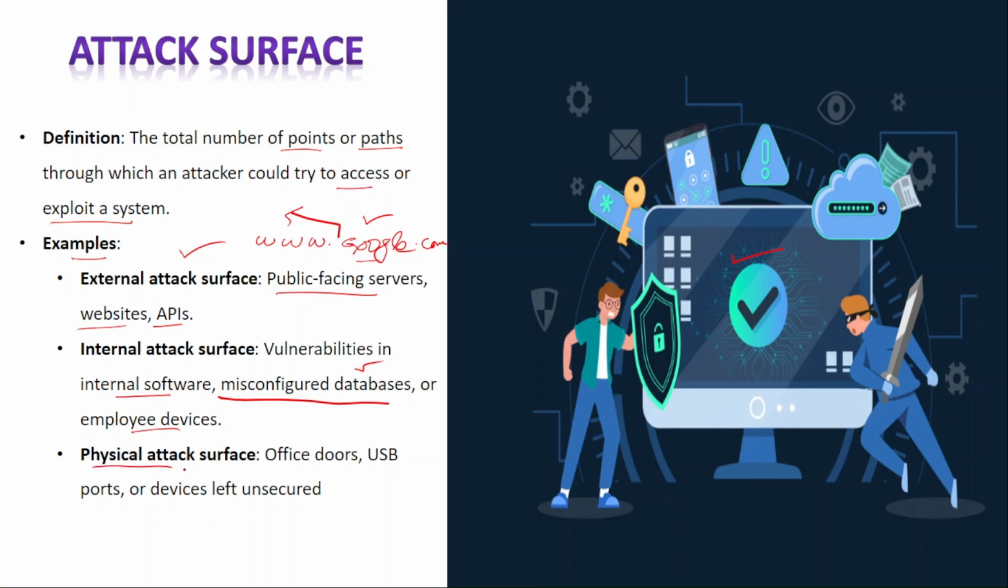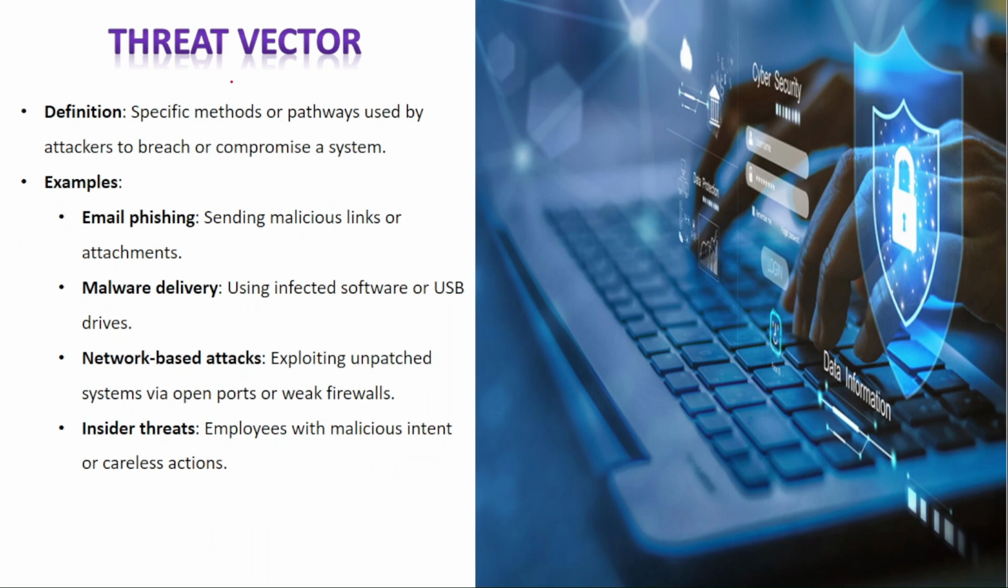Similarly, another example may be the physical attack surface, for example, office doors, USB ports on your laptop or PC, or devices that are left unsecured. The second thing that we need to explain is what is the threat vector. So threat vector is basically the methods or pathways used by attackers to breach or compromise a system.